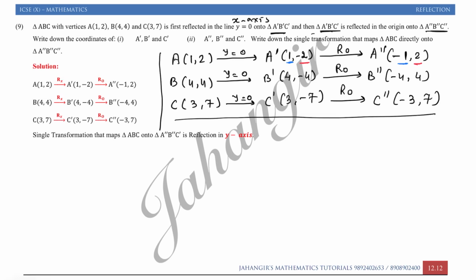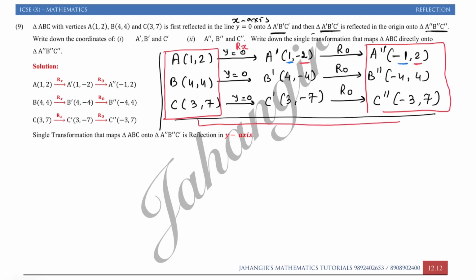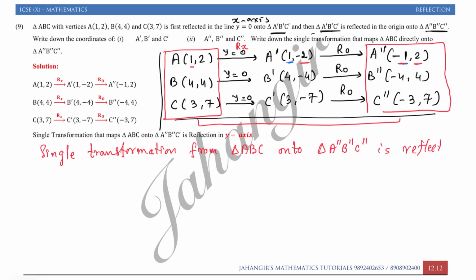Write down the single transformation that maps triangle ABC onto triangle A double dash, B double dash, C double dash. First it is reflection in x-axis followed by origin. So the single transformation from A to A double dash is just a change of the x coordinate. It is reflection in y-axis, because the x coordinate has changed its sign.